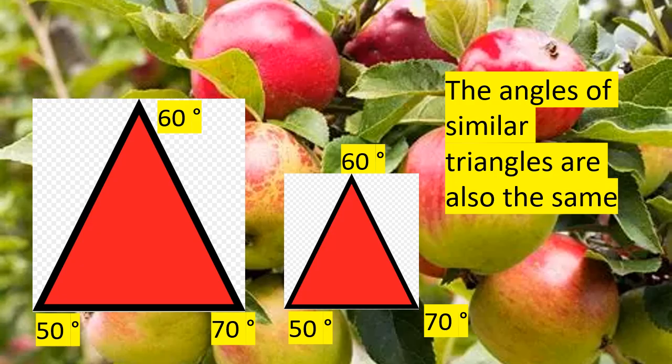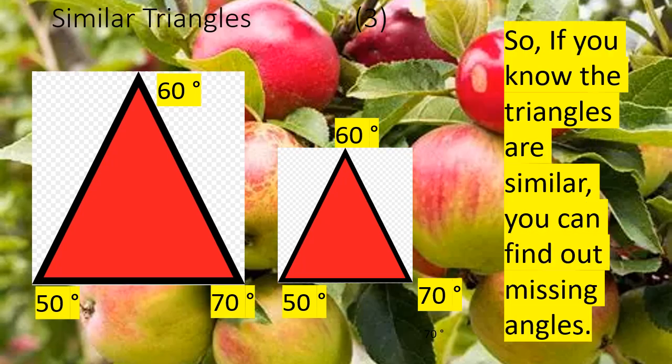So the angles of similar triangles are also the same. So we have 2 different size triangles here, but they both have a 60-degree angle at the top, a 50-degree angle at the bottom left, and a 70-degree angle bottom right. So if you know that the triangles are similar, you can find out missing angles.